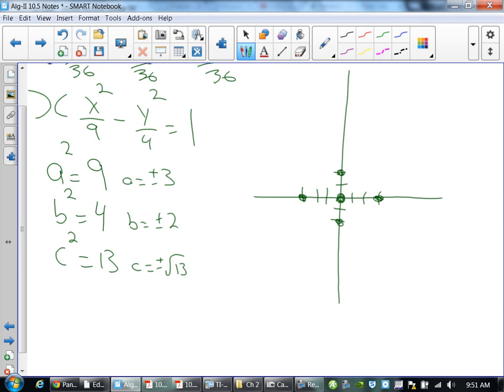If x squared comes first, it means it's going left and right. If y squared comes first, it goes up and down. Here's what you do once you plot your vertex and your covertex. What I want you guys to do is to create a rectangle.